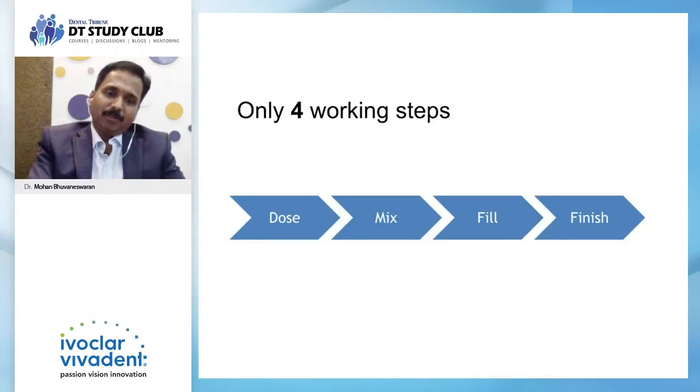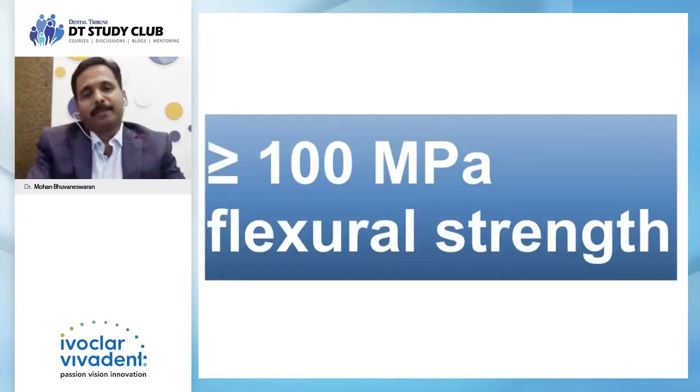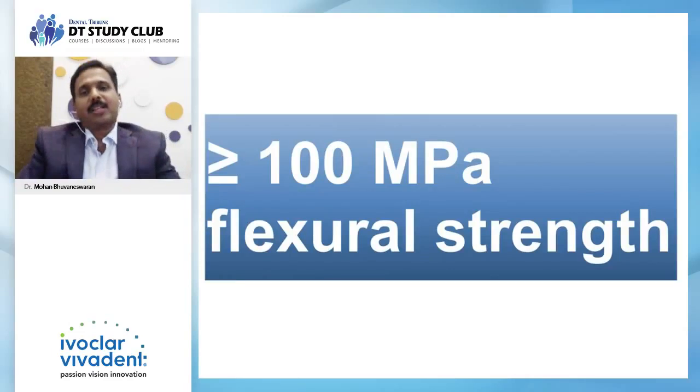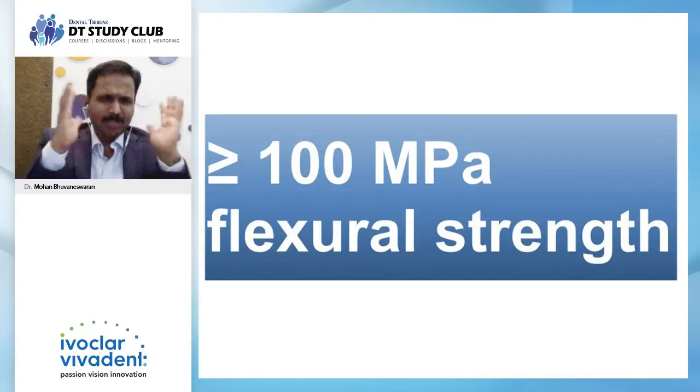Now going on to the first property, the physical property. It is telling that the flexural strength is 100 MPa. Wow, it is higher than the ISO standard 4049, which governs the physical properties of restorative materials. It's way off. So what exactly am I talking about with flexural strength?